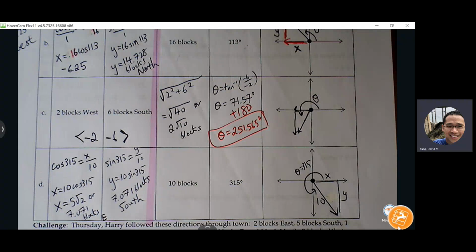So what we're going to be working towards is being able to go back and forth, right? So if I'm given X and Y, I can use Pythagorean theorem and inverse tangent to get to my direction and magnitude. But if I'm given direction and magnitude, I can go back and use cosine and sine to get to my X and Y horizontal components. So we're going to be practicing a lot of that back and forth, along with more topics and concepts later tomorrow.